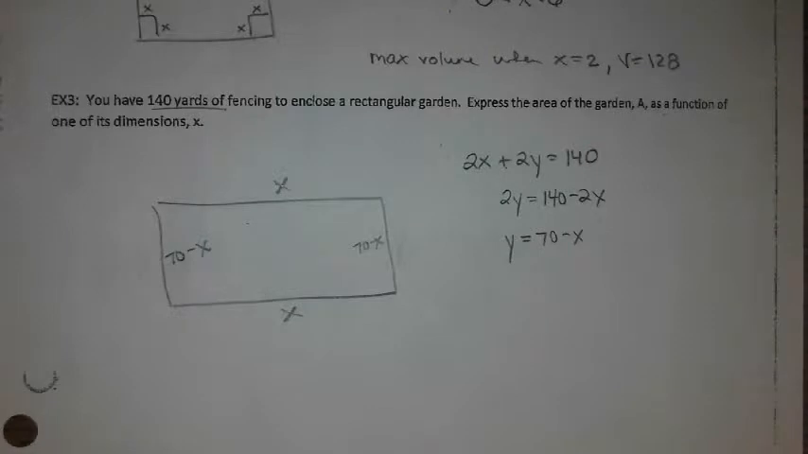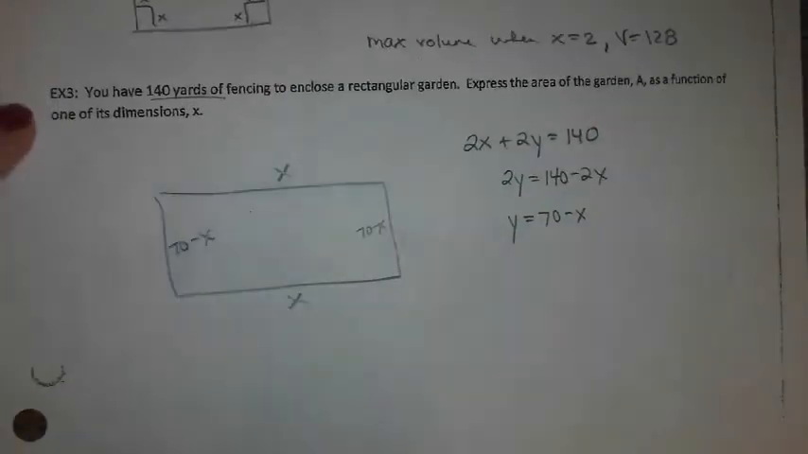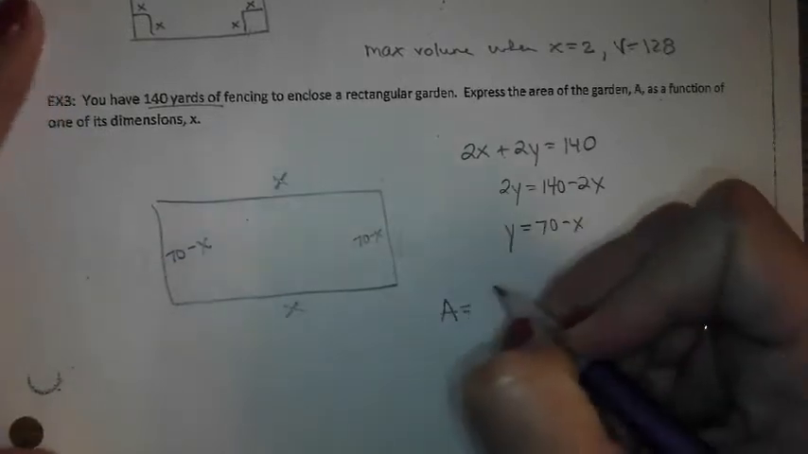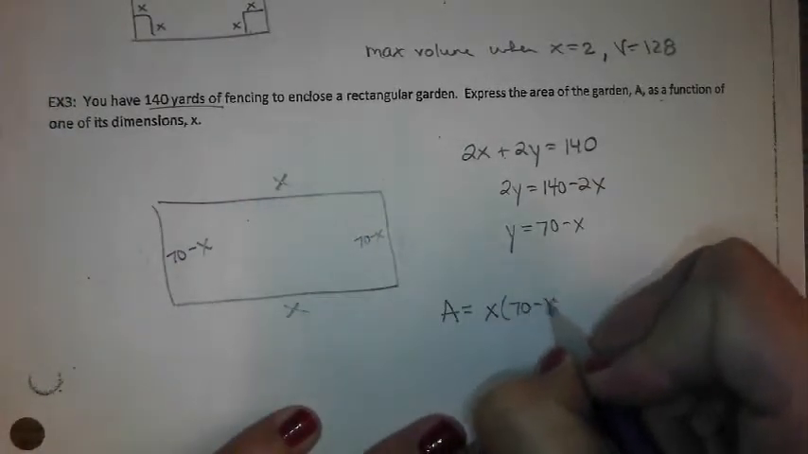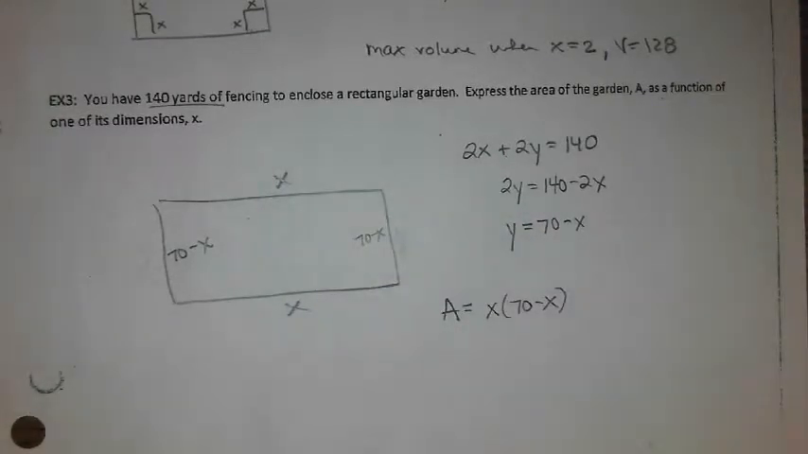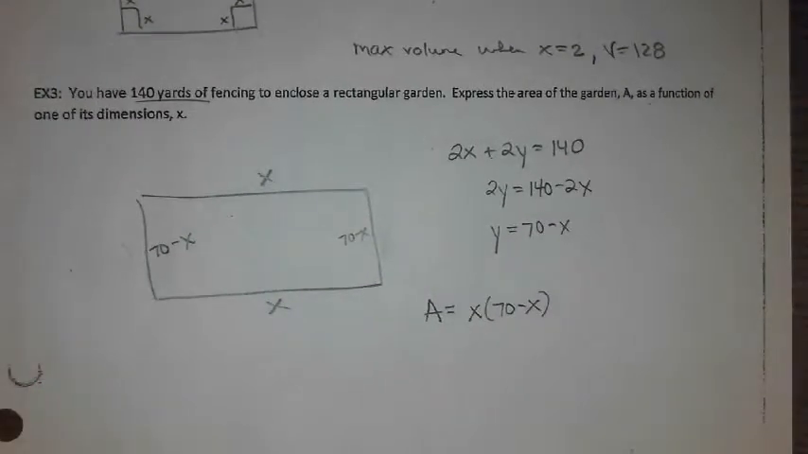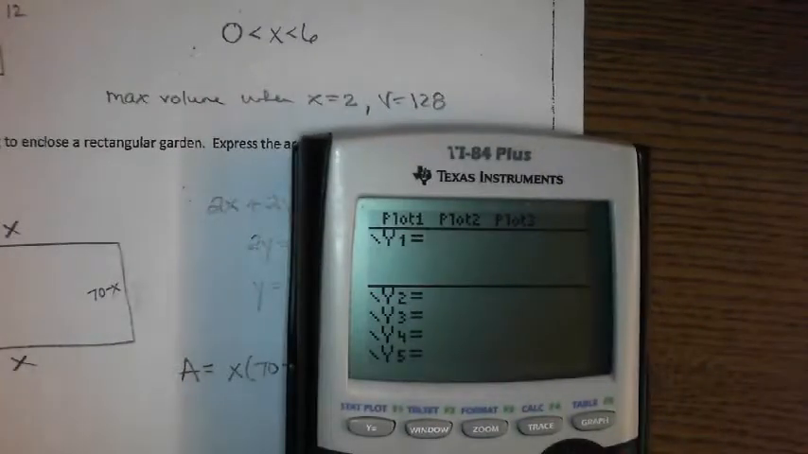It now wants our area, A, as a function of x. So the area formula is obviously length times width, so that's x times 70 minus x. And there's our quadratic that we will maximize to figure out how we should create this field or whatever it is, this garden, with that amount of fence and making the maximum amount of area. So x times 70 minus x.